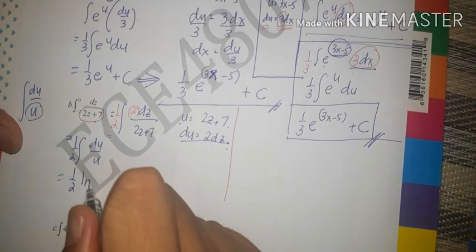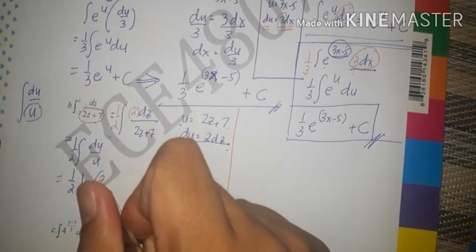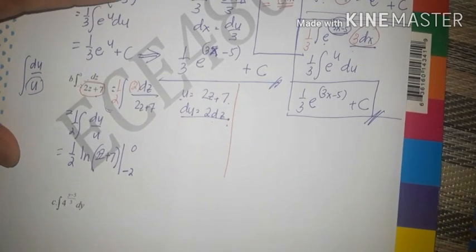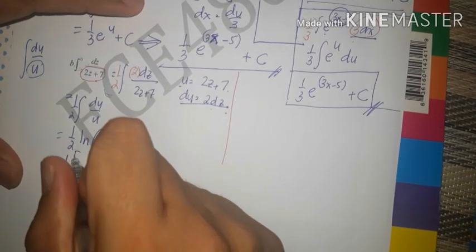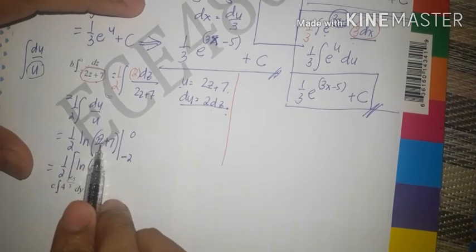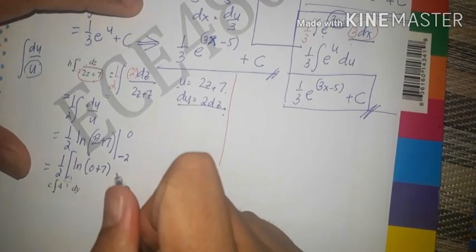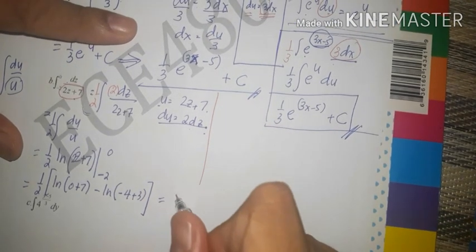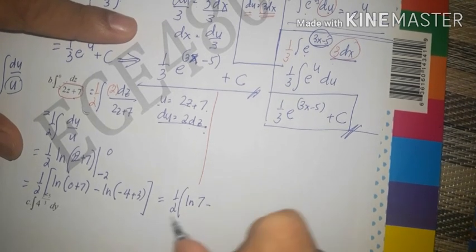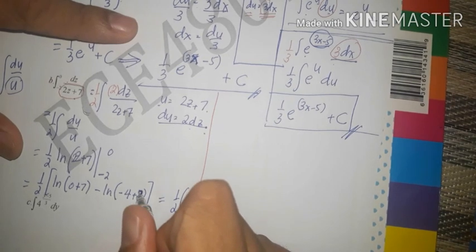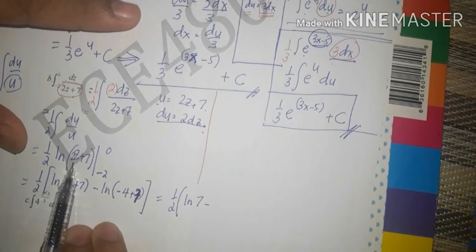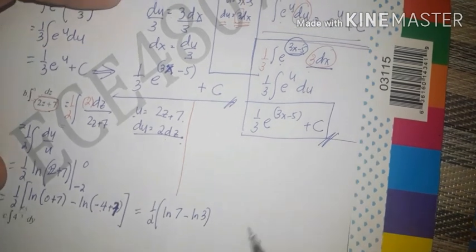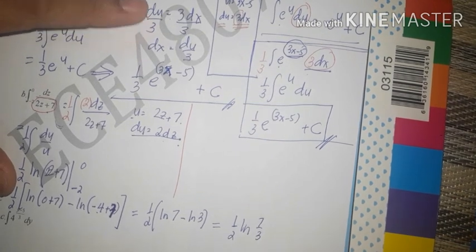So this is 1/2 ln of 2z plus 7 from negative 2 to 0. Applying the upper limit, that's 1/2 quantity ln of 2 times 0 is 0 plus 7, minus ln of your lower limit. That gives you 1/2 ln of 7, sorry, this must be 7. 2 times negative 2 is negative 4, plus 7. So that must be negative 4 plus 7, minus ln of 3, or that is equal to 1/2 ln 7/3.